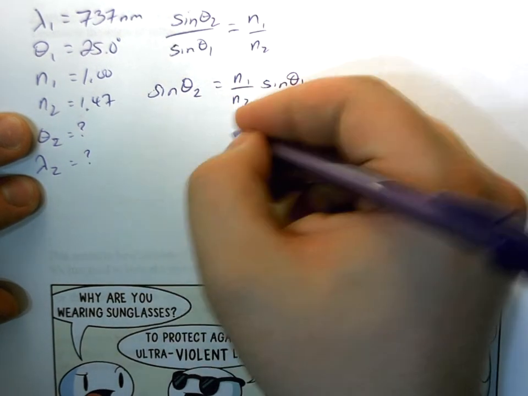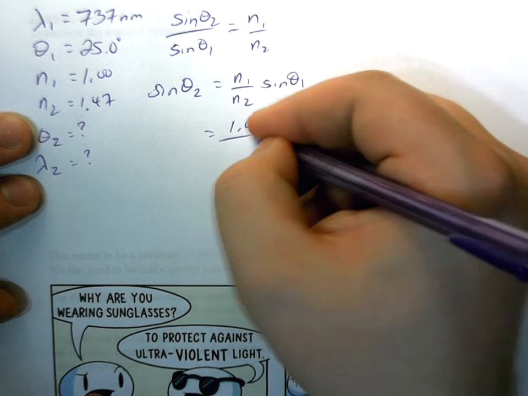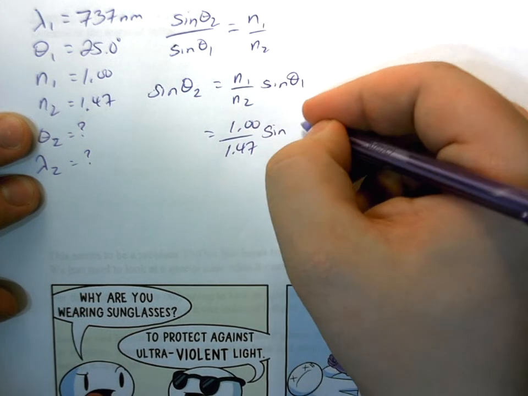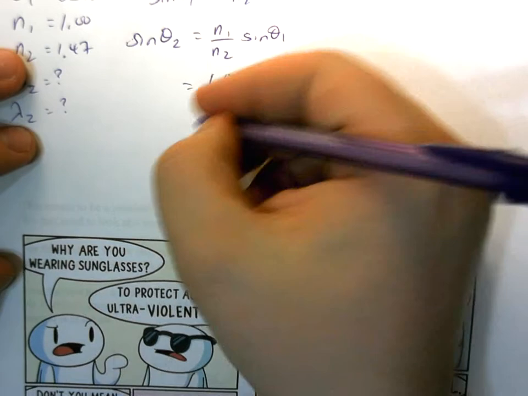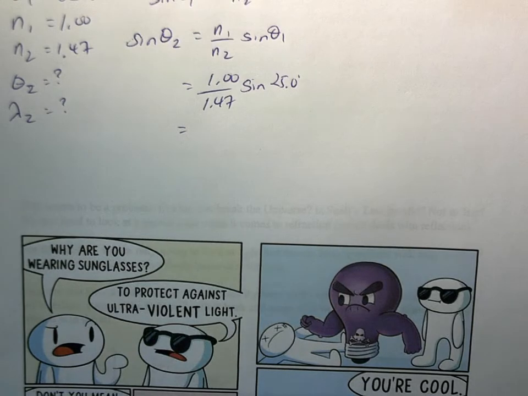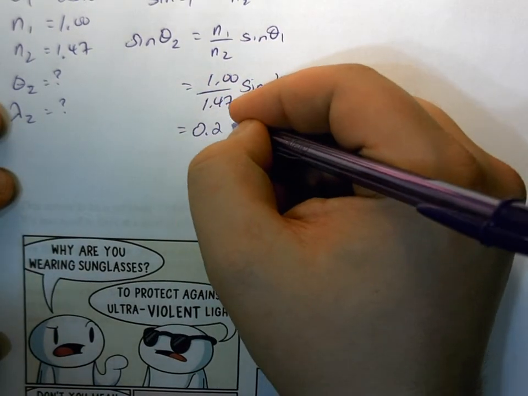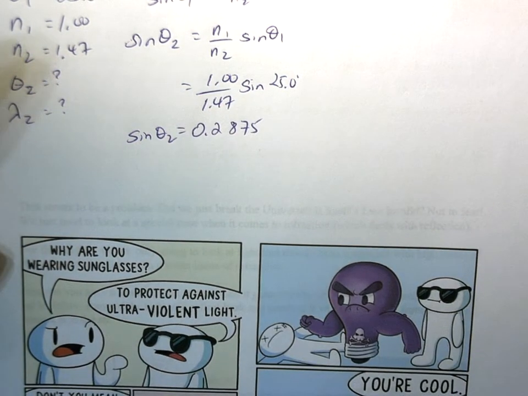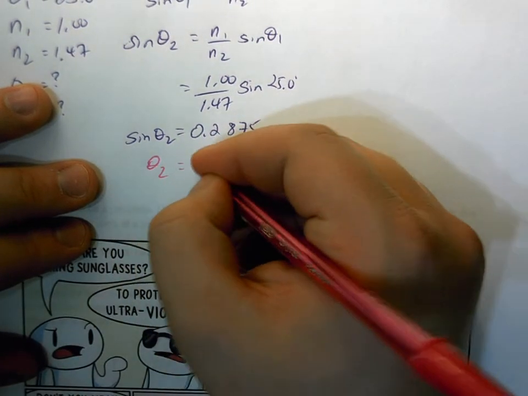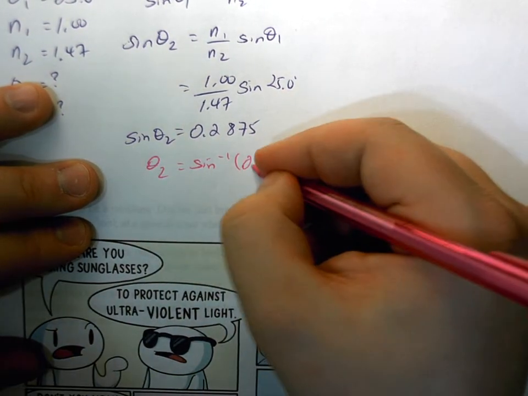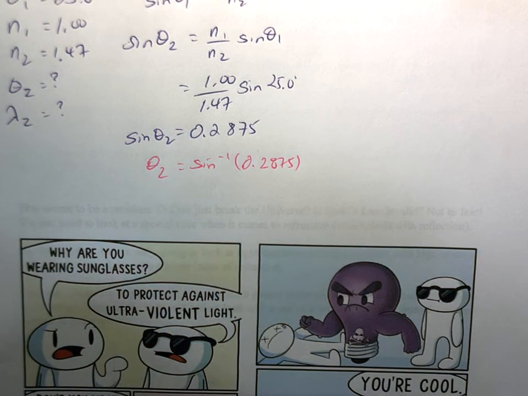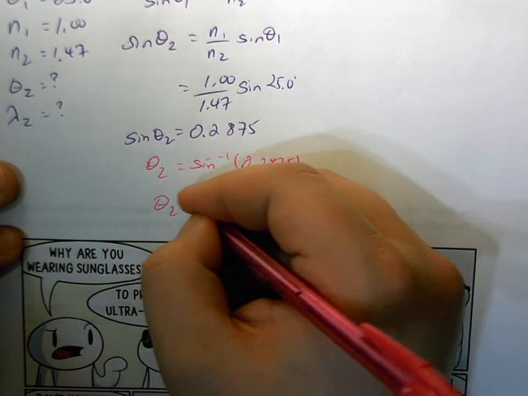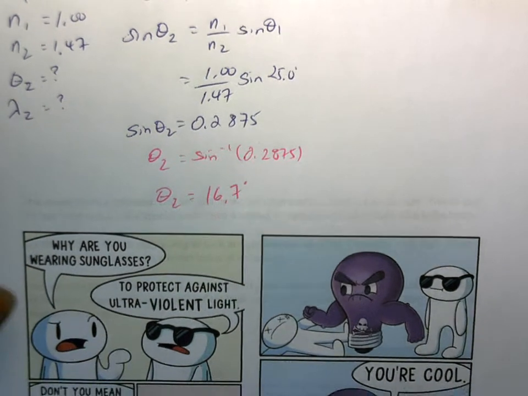And we can calculate that. We know N1 is 1, we know N2 is 1.47, and we've been told that the angle of incidence is 25 degrees. So we're going to get that sine of theta 2 is about 0.2875. But that's sine of theta 2. I'm interested in theta 2 itself. So we're going to take the inverse sine, or that second function sine, of 0.2875. We do that, and we get theta 2 is about 16.7 degrees.